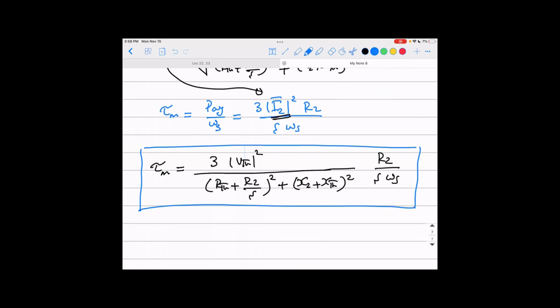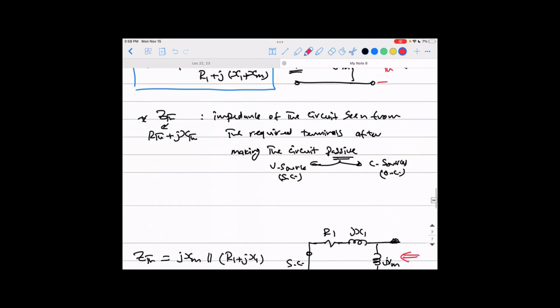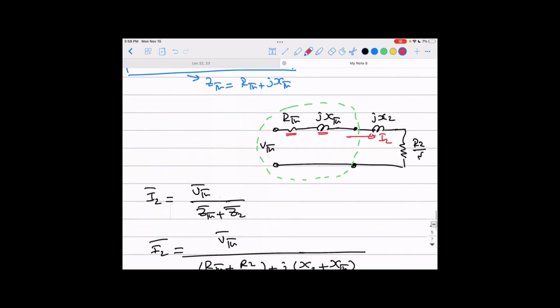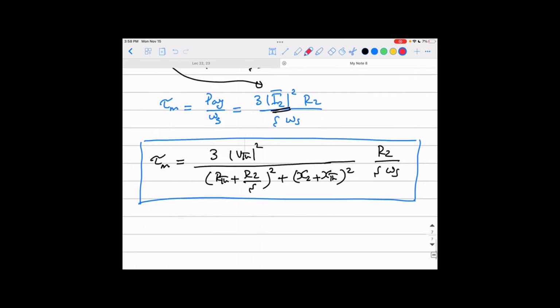So looking at this here, V Thevenin can be found easily from its calculation back. V Thevenin is calculated from this equation here, and it totally depends on V1, which is the voltage applied to the machine terminals. So V Thevenin is just representing the voltage applied to the machine in a way or another.